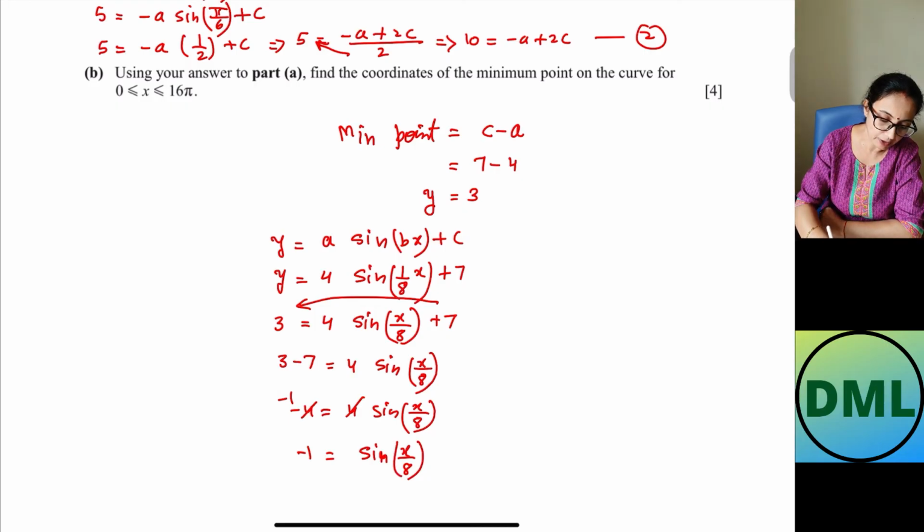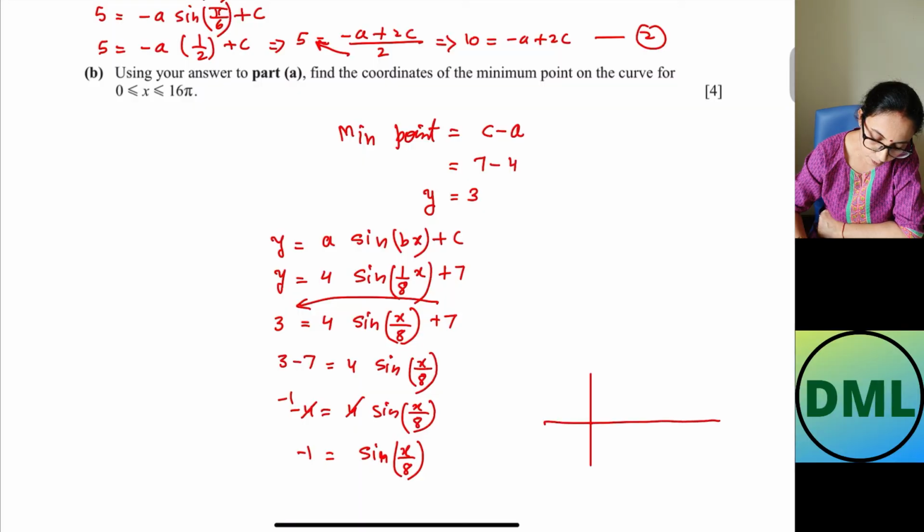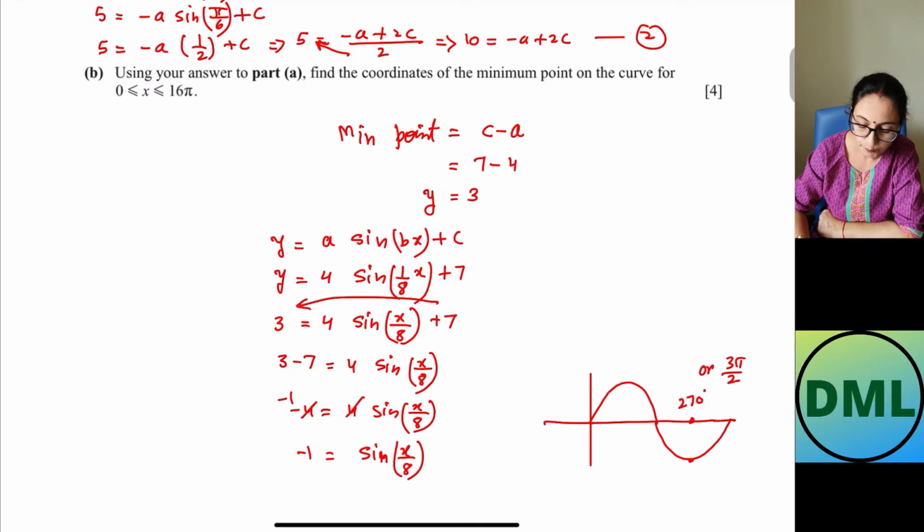I need to find the angle at which my sine value will give me a negative answer. As we know, our sine graph starts from 0, it will go up, it will touch the axis again, it will go down and it will touch the axis again. So the value where it touches the bottom will be given by 270 degrees, or you can say 3 pi by 2. At this point, it will give you the minimum value as minus 1.